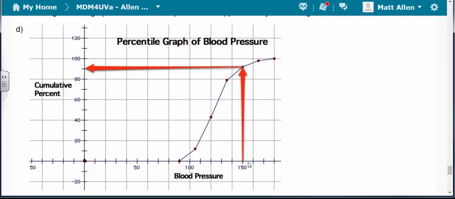And we can go the opposite direction as well. If you know a number, like 150, where does that put you on the graph? Well, it puts you in this case right at the 90th percentile. If your number's at 140, follow it up, hit right about there, it puts you in the 82, 83 percentile.